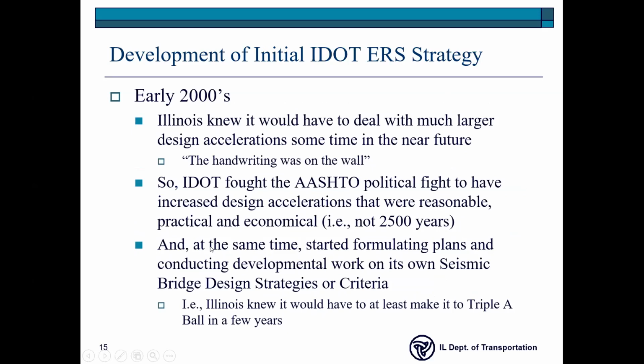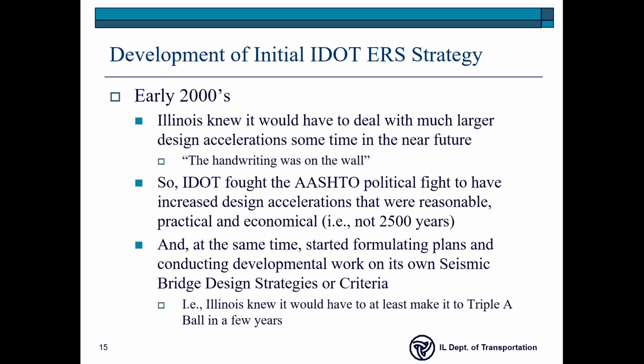Illinois knew that something was coming. It probably wouldn't be a 2,500 year return period, but we know it would probably be at least twice that much. So when the design accelerations in Illinois were going to go up, we knew we had to really develop our own criteria that was much more robust than what we had been doing in the 1990s. As I write in our presentation here, the handwriting was on the wall. It means we have to do something.